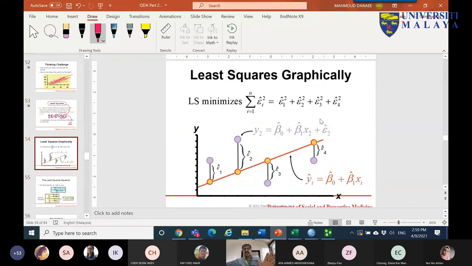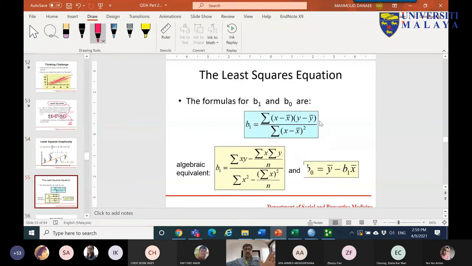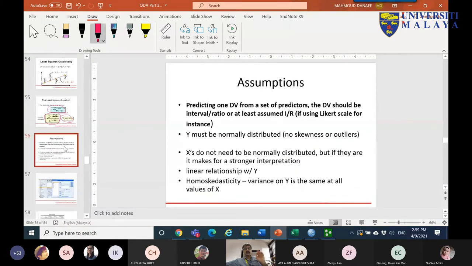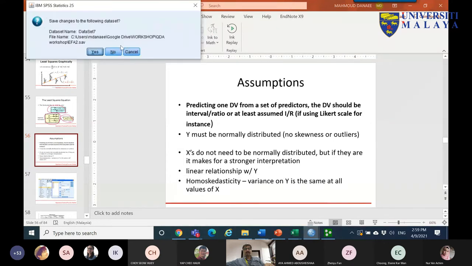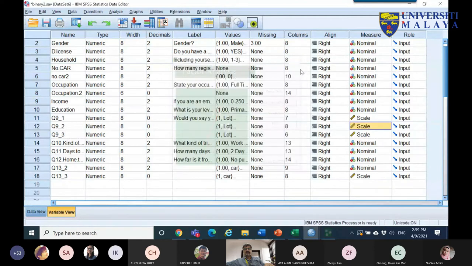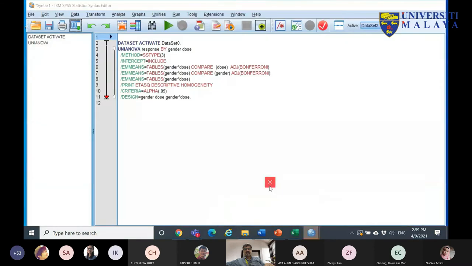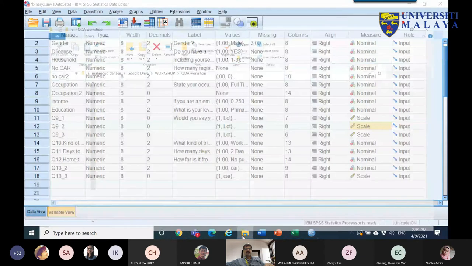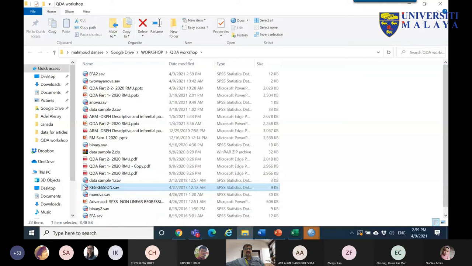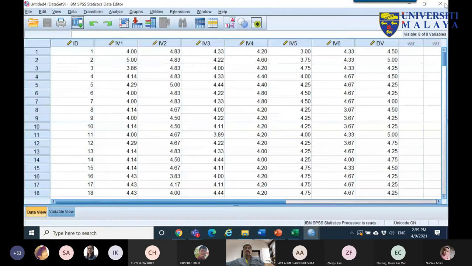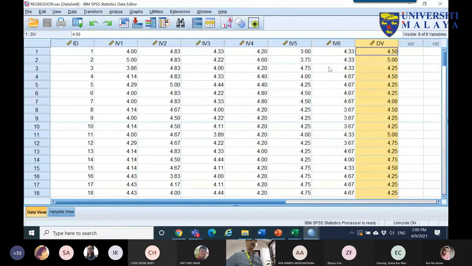Okay, how can we calculate it? I don't want to talk too much about these formulas; these are references for those who are interested in pure statistics. Of course, this formula can be applied, but for you, I just show you in SPSS, very simple. Let me open the data. Where is it? Hold on, regression, okay. We have IV1, IV2, IV3, 4, 5, 6, and finally DV, the dependent variable, right?